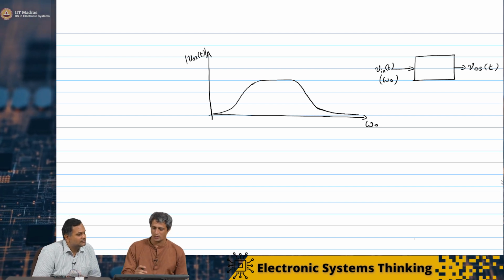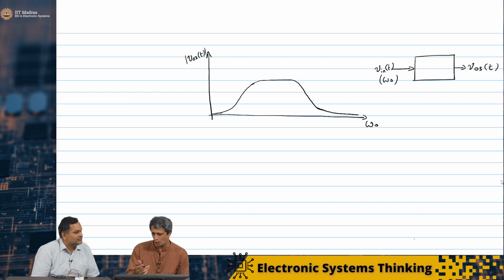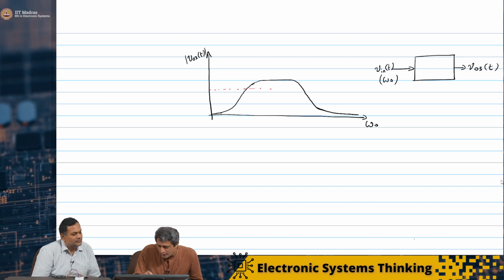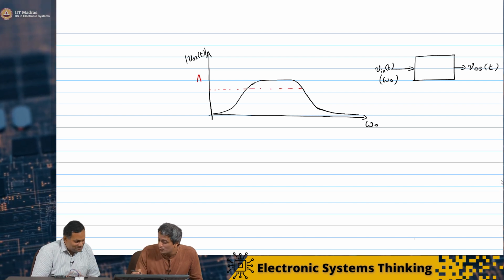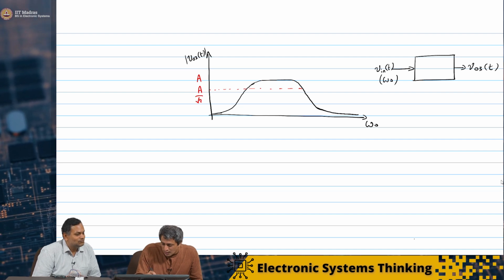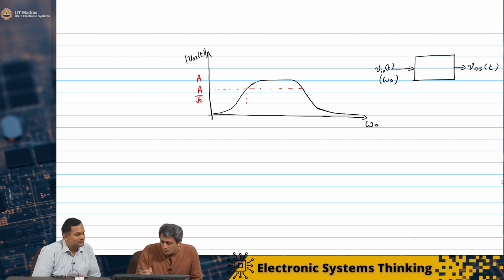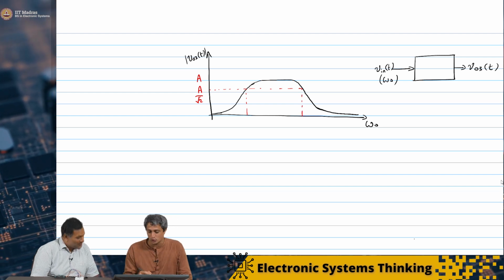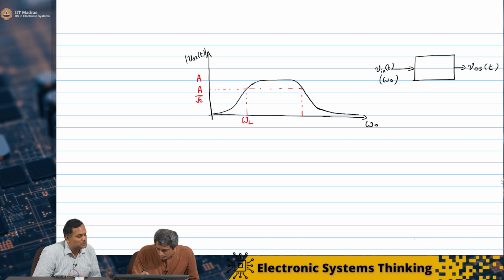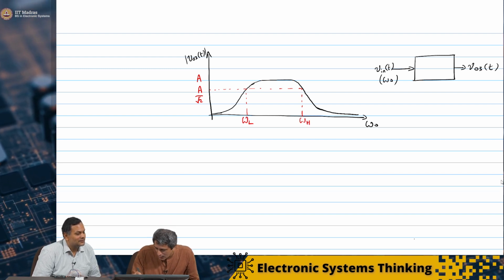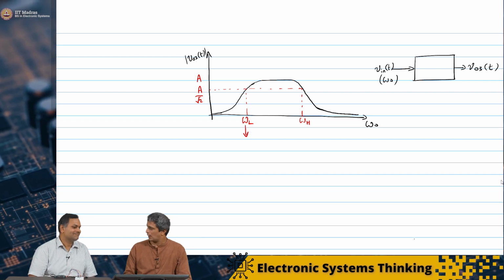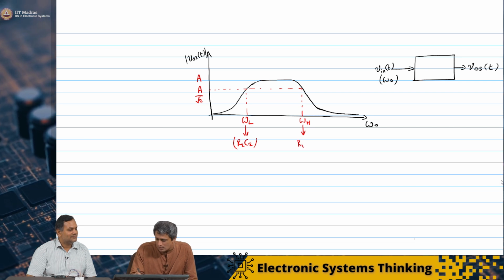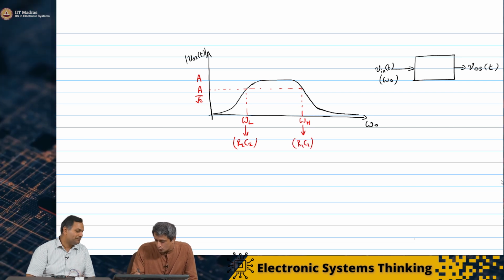So this is what you want, and it's evident here that the point at which this graph goes to 0.707, I'll have 2 points. This is A. This is A by root 2. There are 2 points when this curve goes to that value. So there's going to be some omega L and omega high. This is going to correspond to some R2 C2, and this is going to correspond to some R1 C1.